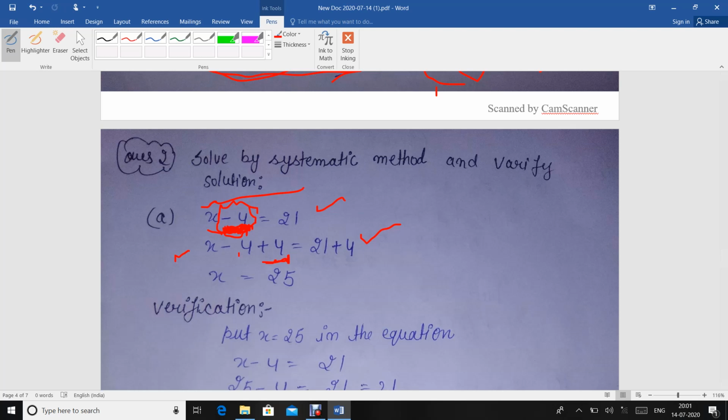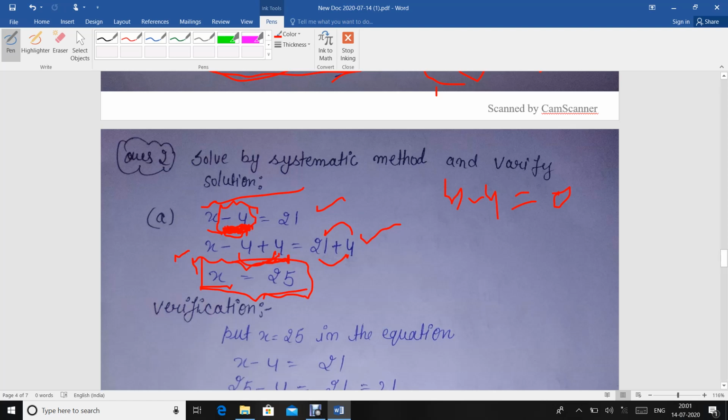Now you can see that minus 4 plus 4 makes 0. So minus 4 plus 4 is equal to 0. So here you are left with x, and on the right hand side 21 plus 4 is equal to 25. Now the value of x will be 25.